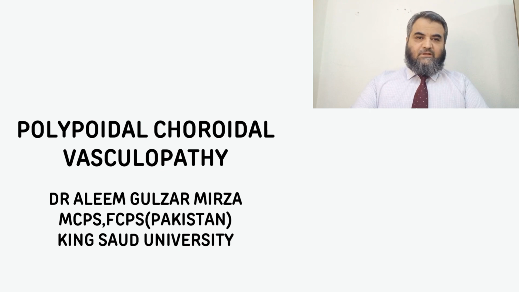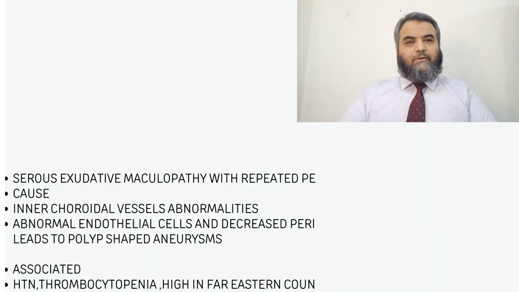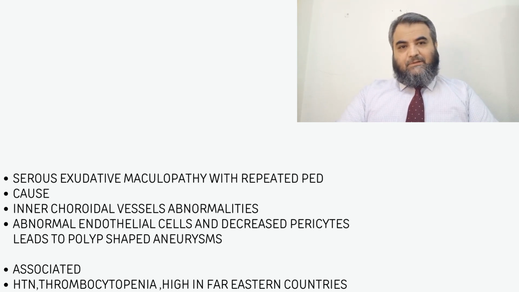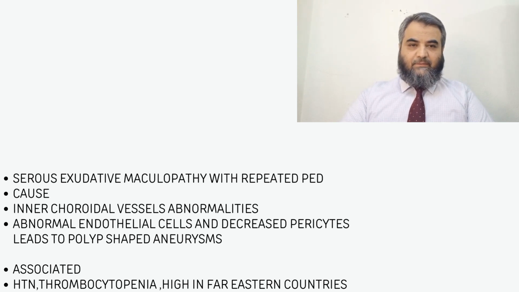Today our topic of discussion in case presentation is about polypoidal choroidal vasculopathy. Polypoidal choroidal vasculopathy is basically a serous or serous-sanguineous exudative maculopathy. It is related to the repeated pigment epithelial detachments. The basic pathology is in the abnormal blood vessels in the choroid, inner choroid. These blood vessels have got abnormal endothelial cells and pericytes.